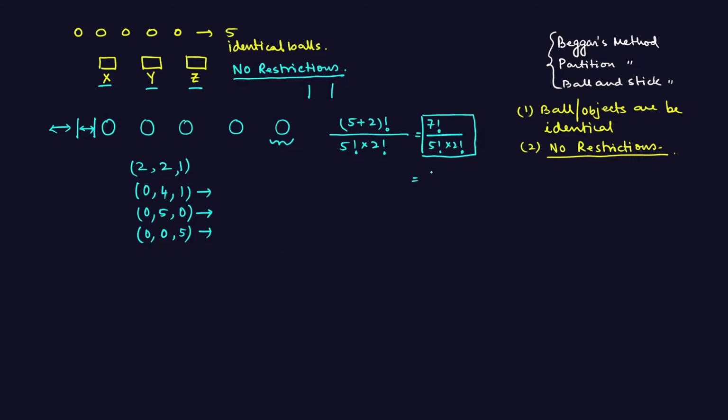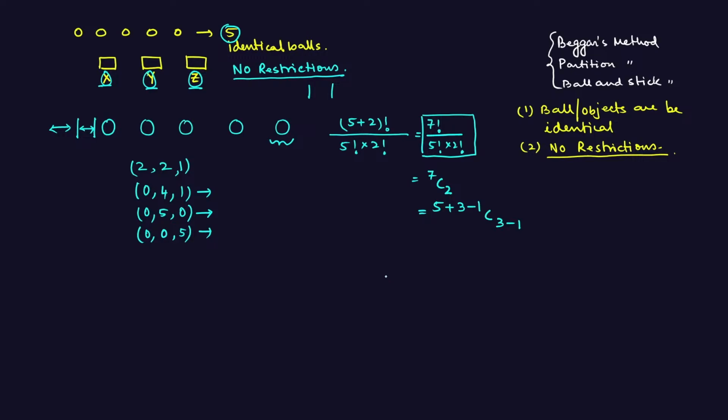Now, this can also be written as 7C2. Now, if you want to generate a formula, we can say in this way that here there is 7C2, right? Now, let me try to manipulate this 7C2 in such a way that it involves this 5 as well as it involves this 3 person X, Y, and Z. So, can we write this 7C2 in this way? That 5 plus 3 minus 1, C3 minus 1.